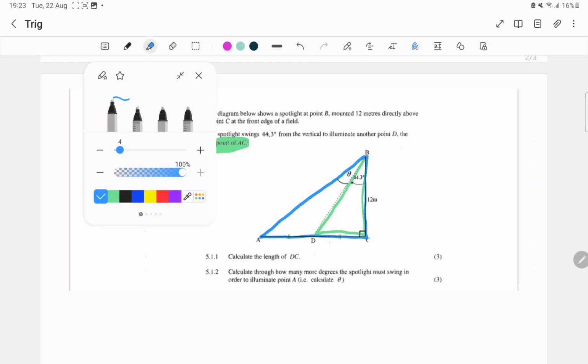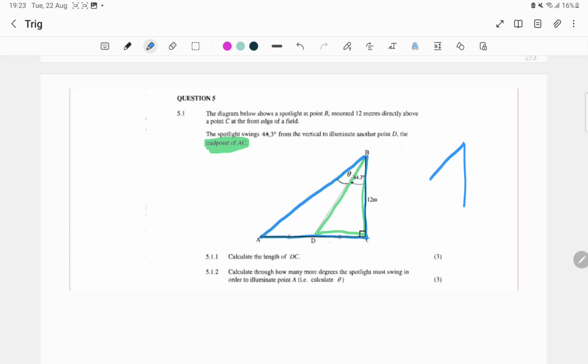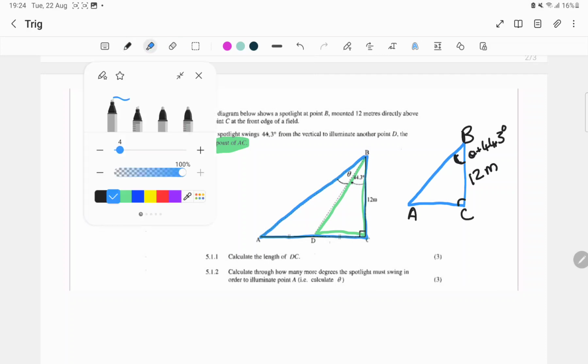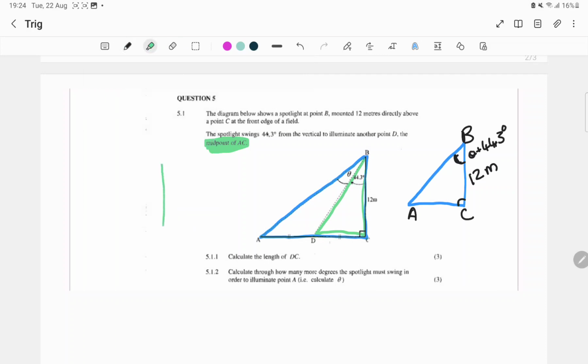Alright, so if I had to redraw it, I would draw my one triangle here. So this will be triangle BAC, and in this one I have an angle there, which I know is theta plus 44.3 degrees, and I know that BC is 12 meters. Then I also have my green triangle, which is my smaller triangle. So let's quickly draw that one here. Alright, so the reason why I break this up is because sometimes our brain struggles to calculate things if it looks too big. Hence the reason why I'm breaking it up.